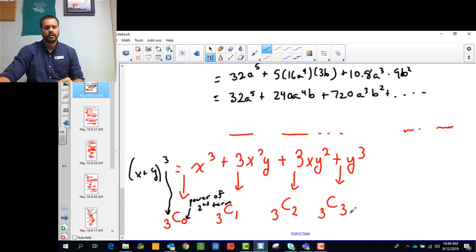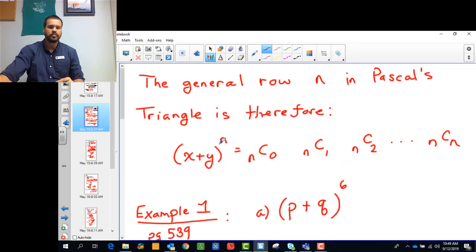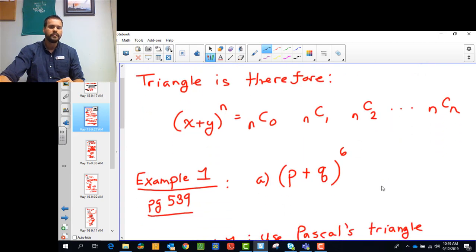All right? So you can use Pascal's triangle to do binomial expansion, or you can use combinations. All right? And the general statement in terms of Pascal's triangle is that if you have x plus y to the n, the coefficients are n choose 0, n choose 1, n choose 2, all the way through to n choose n. Okay?